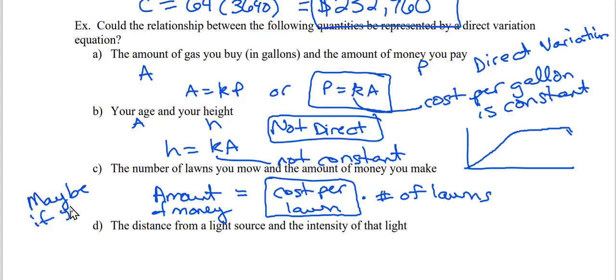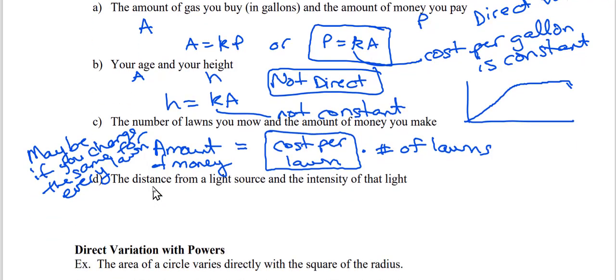If you charge the same for every lawn. But if you charge a different amount for bigger lawns and smaller lawns, then this would not be direct variation. But if you charge 20 bucks to mow your lawn, then that would be direct variation.